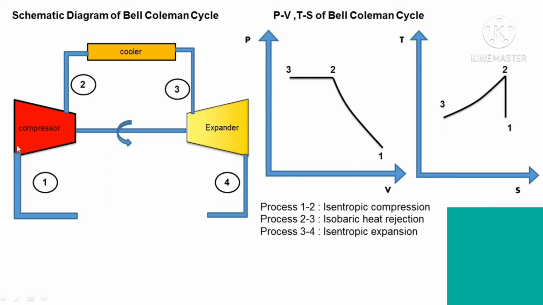So the temperature and pressure of the air get reduced from P3 to P4. This expansion process is represented on the PV diagram as a curved process, and in the expander it is an isentropic expansion of air from the process 3 to 4. We are going to represent this process on the PV diagram.